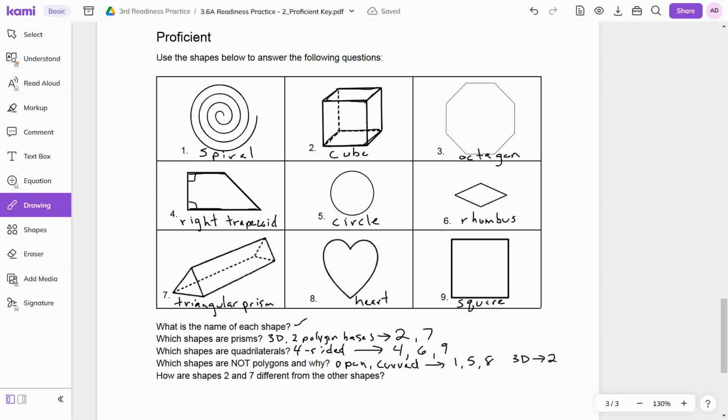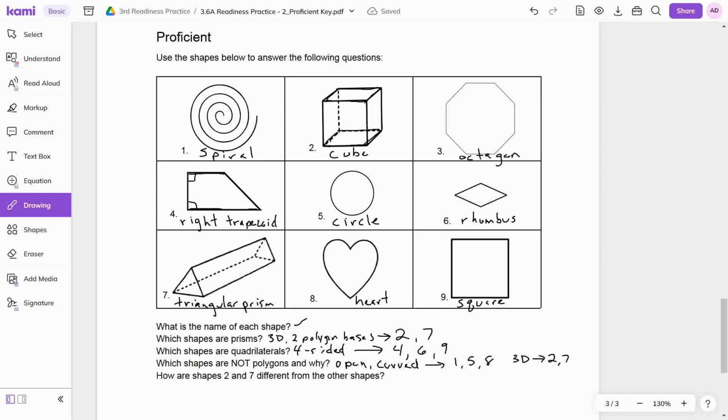So I can also say that my cube is not a polygon because even though it's closed and it is straight, it's not two-dimensional. It's three-dimensional, and then same with my triangular prism, my 7. So I've got two different sets of shapes that are not polygons. They're either because they're open and curved or because they are three-dimensional. And then we keep coming back to 2 and 7.